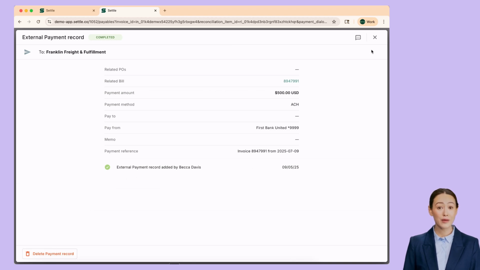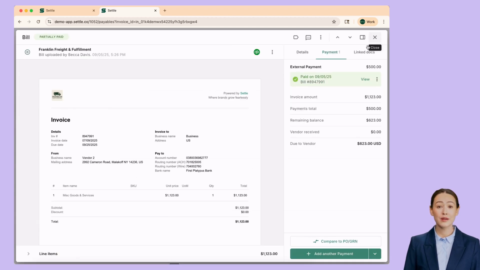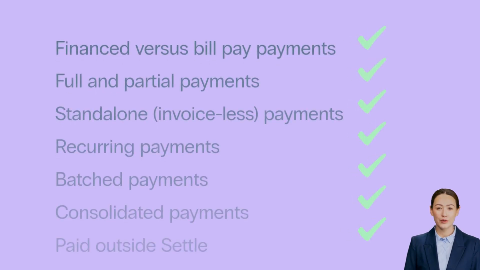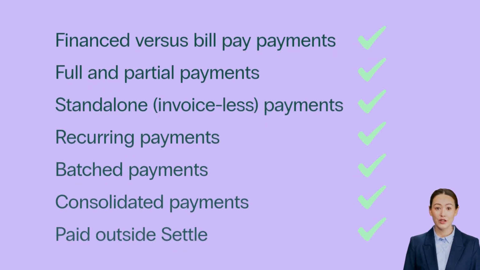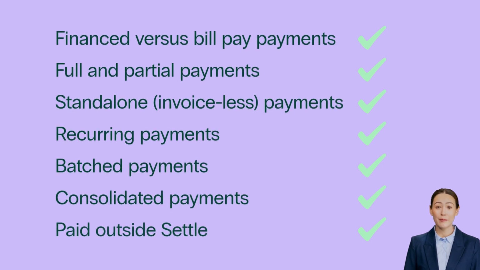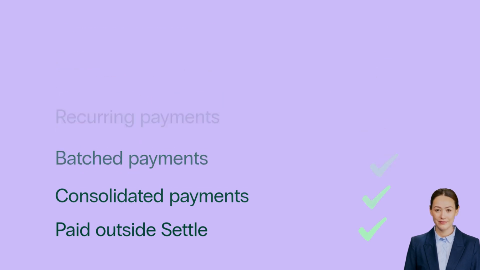Otherwise, back on the bill page, I'll see the record in the Payments tab for this payment. That wraps up our walkthrough of Settle's bill pay features. You've seen how to get your account ready, manage vendors, add and pay bills through a range of options. With these tools, you can streamline your payment process and stay on top of your expenses. Thanks for joining, and we're excited for you to use Settle to manage your bills with ease.